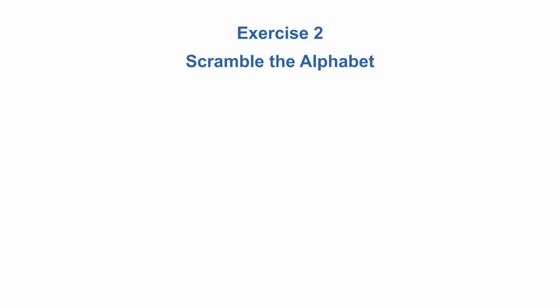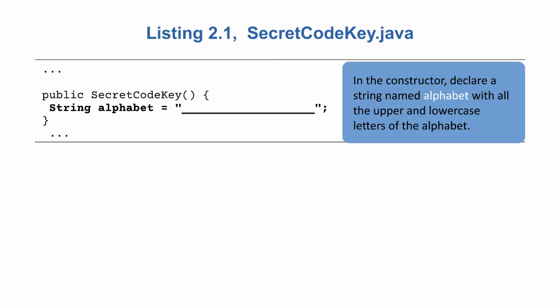First, you'll scramble the alphabet. The scrambled alphabet will be the key used to code and decode secret messages. Exercise 2. Scramble the alphabet. In the constructor, declare a string named alphabet with all the uppercase and lowercase letters of the alphabet.